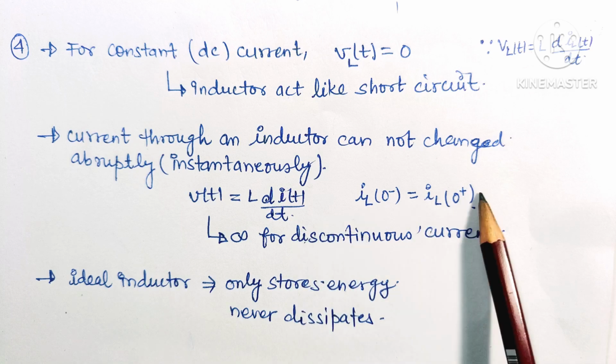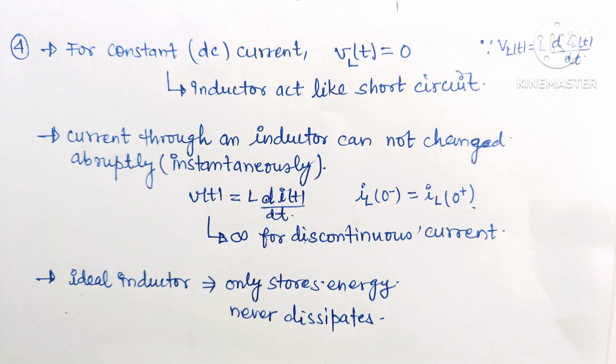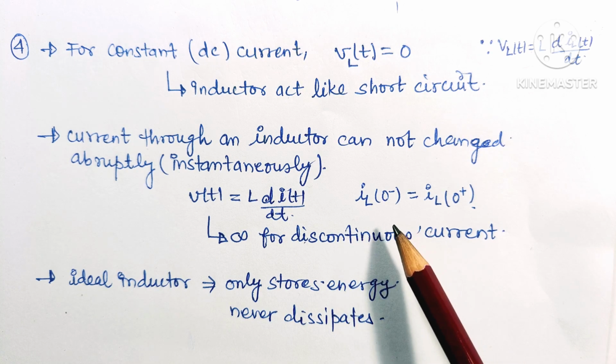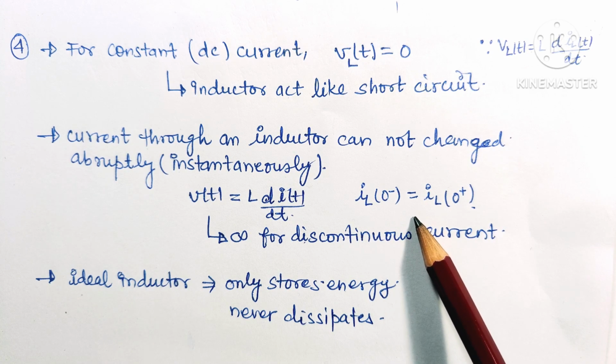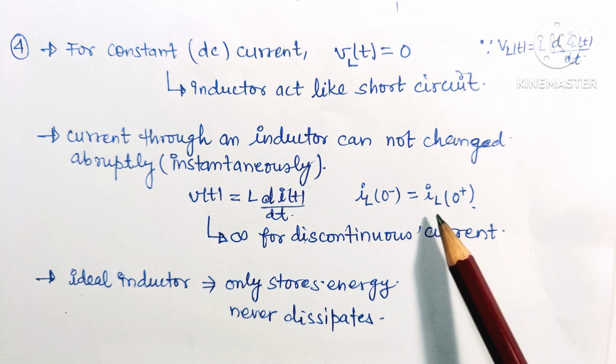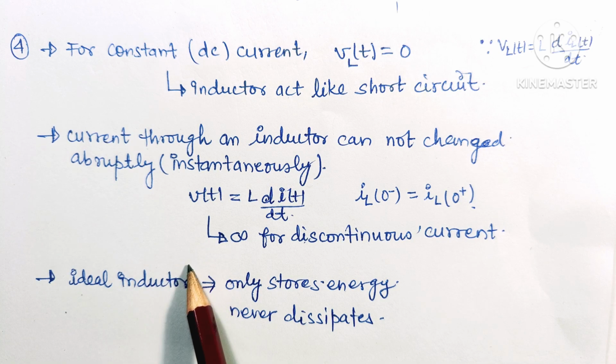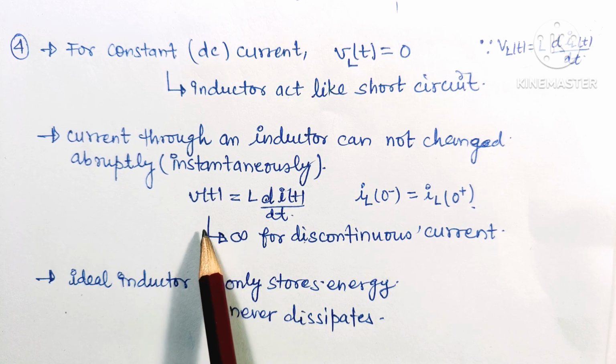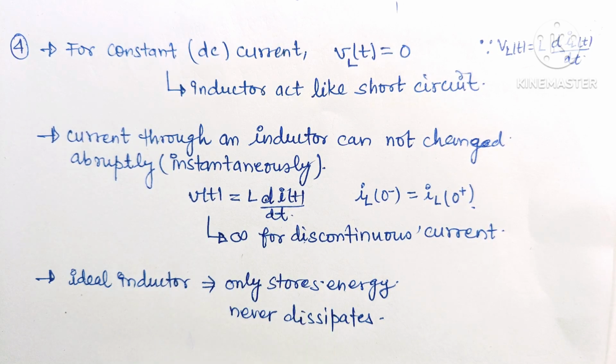Since the current in an inductor cannot be changed abruptly, if switching is happening in the circuit at t equal to 0, then I_L(0 minus), the current just before t equal to 0 seconds, will be equal to the current just after t equal to 0 seconds, that is I_L(0 plus). Abrupt change of current is not possible, since if the current is discontinuous at any time, then the voltage will be infinity due to the derivative of this current. Since infinite voltage is not possible in a practical circuit, we can say that current will not change abruptly in a circuit. If there is an ideal inductor, then it only stores energy.